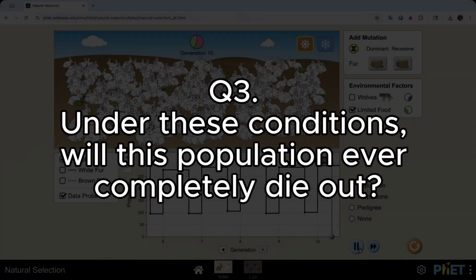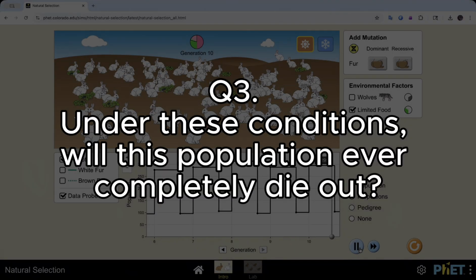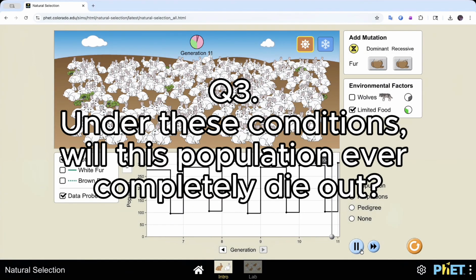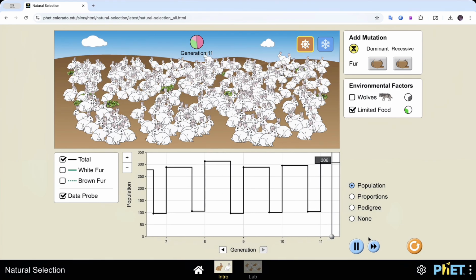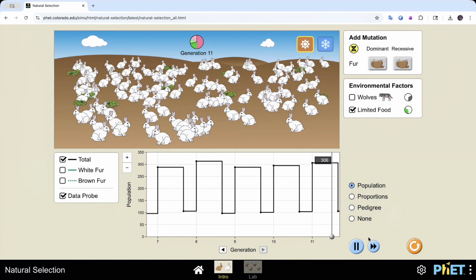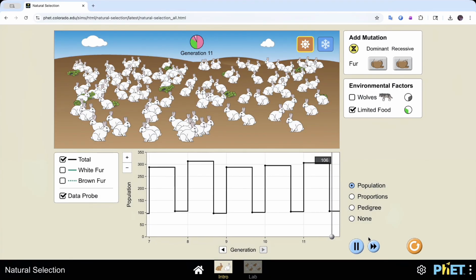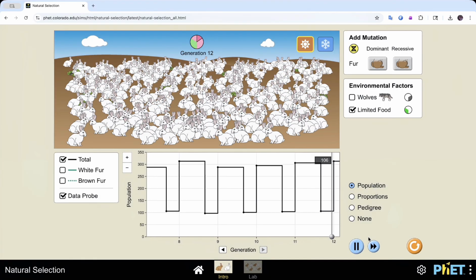Now here is our third question. Under these conditions, will this population ever completely die out? The answer is no. As long as limited food is the only environmental factor, the population will keep fluctuating up and down, but it will never completely disappear. There will always be enough survivors to keep reproducing.